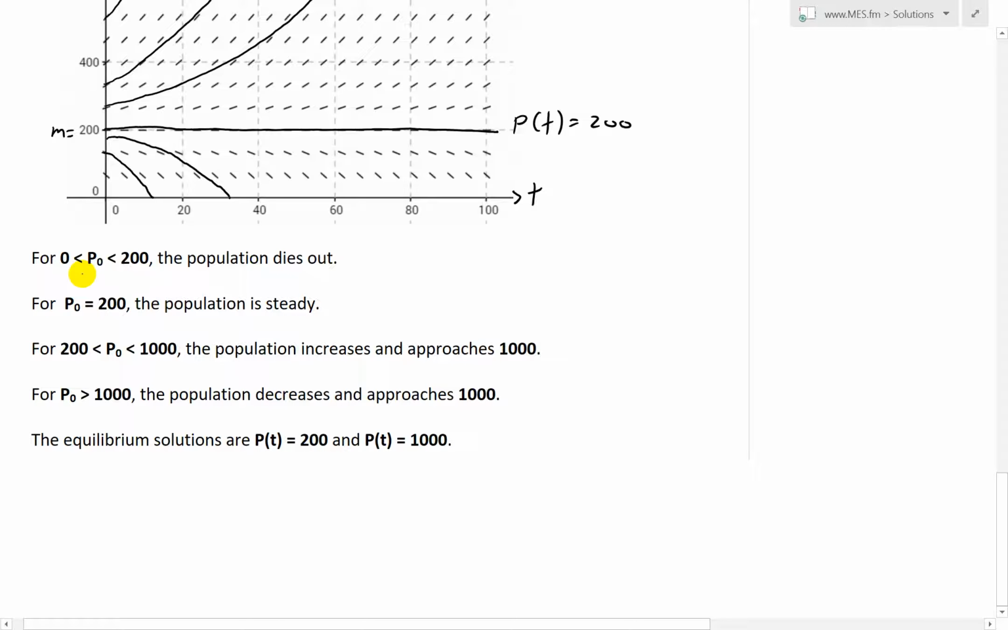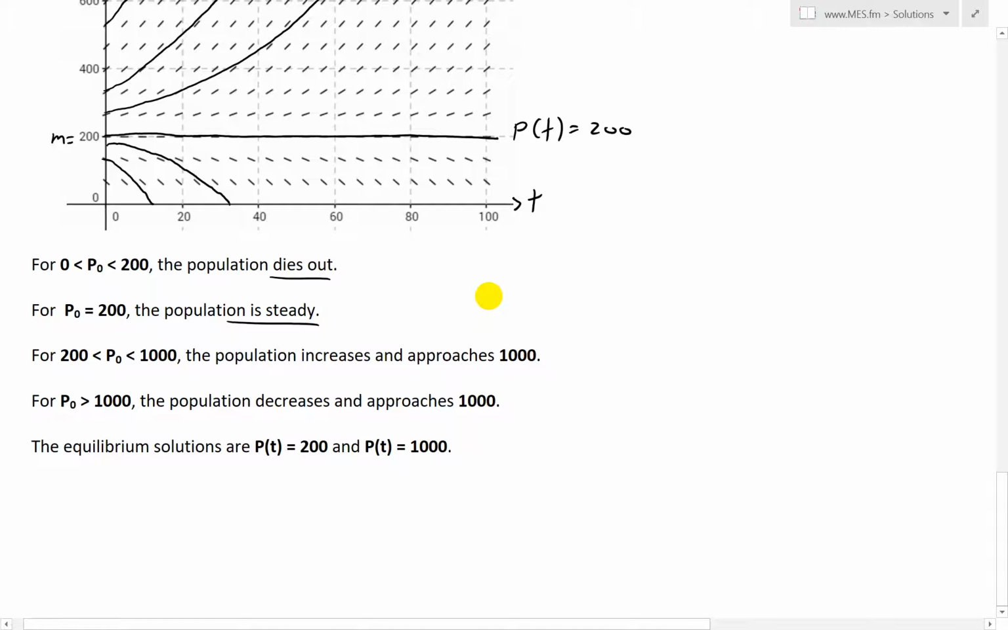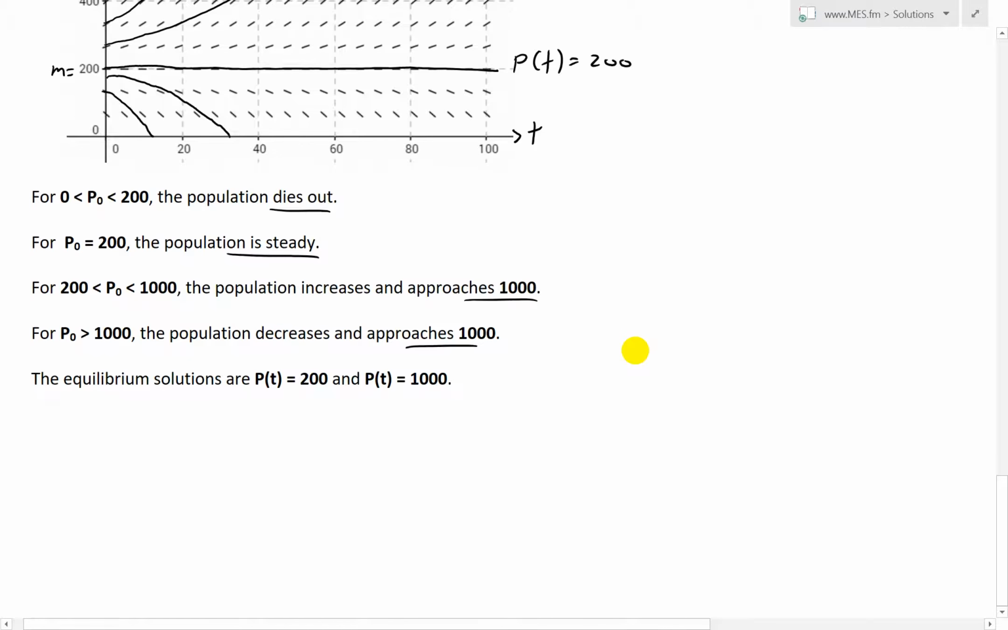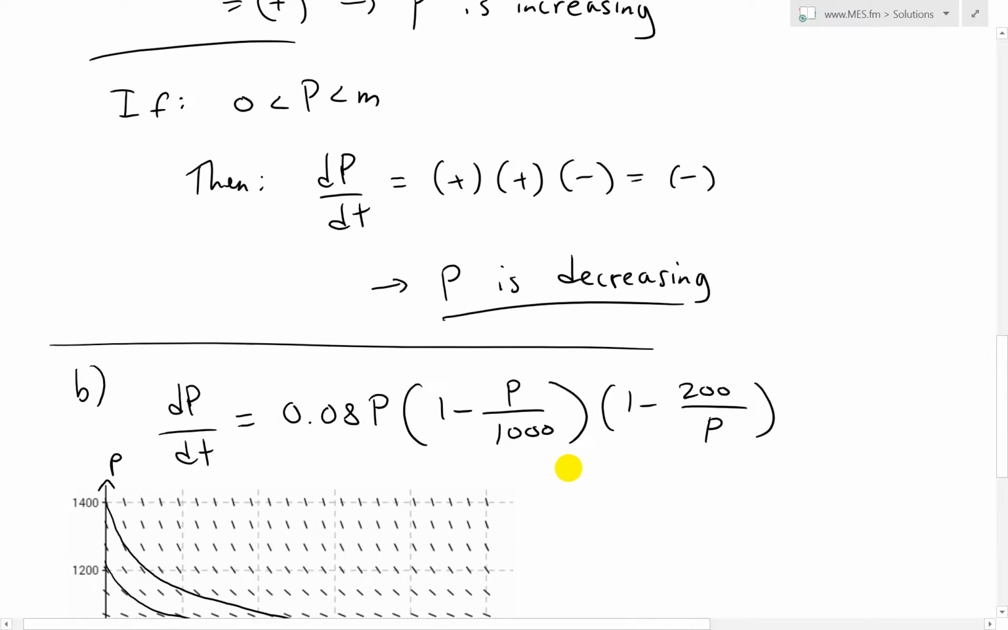If the initial population is between 0 and 200, the population dies out, goes to 0. When the population is 200, the population is steady, just a flat line. Between 200 and 1,000, the population increases and approaches 1,000. Greater than 1,000, the population decreases and approaches 1,000. And the equilibrium solutions are P of t equals 200 and P of t equals 1,000. So that's our part B.